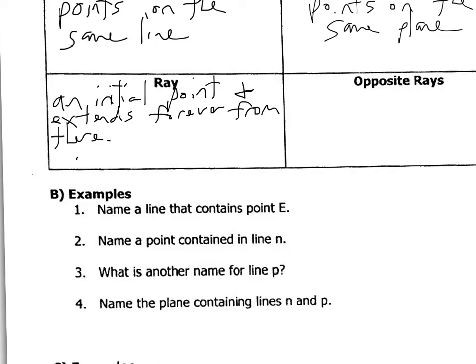So for example, here's what a ray would look like. I'll call that initial point A, and it extends towards point B. Well, I said with a line and a segment, it doesn't matter the order of the letters. Same with a plane. With a ray, the order of your letters when you name it does matter. You have to start with the initial point, A, and then name a point that it's going towards. And when I put the symbol above it, notice I just have one arrow on the end. So it's going from A to B.